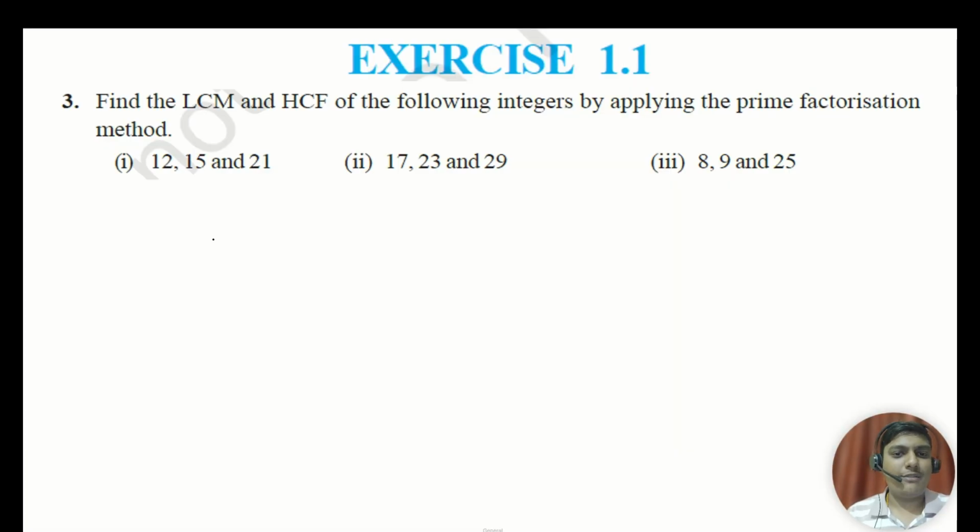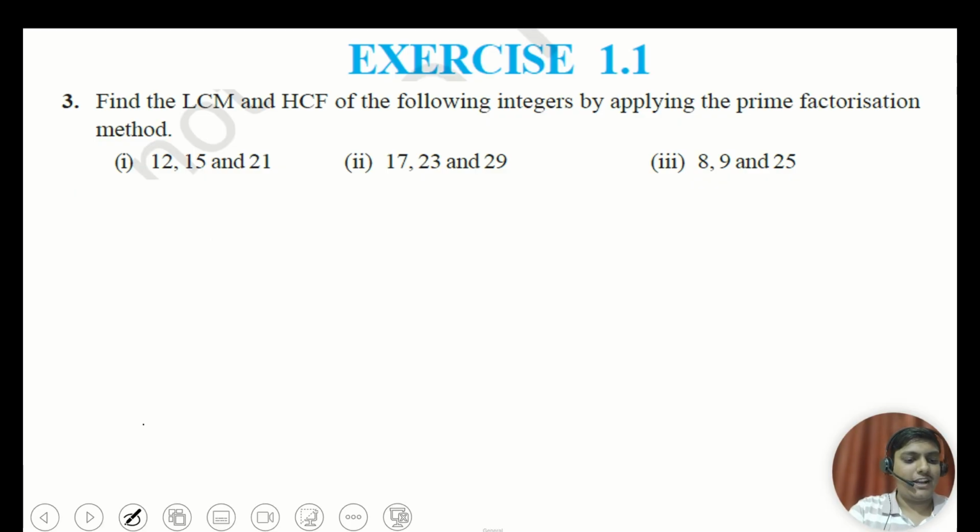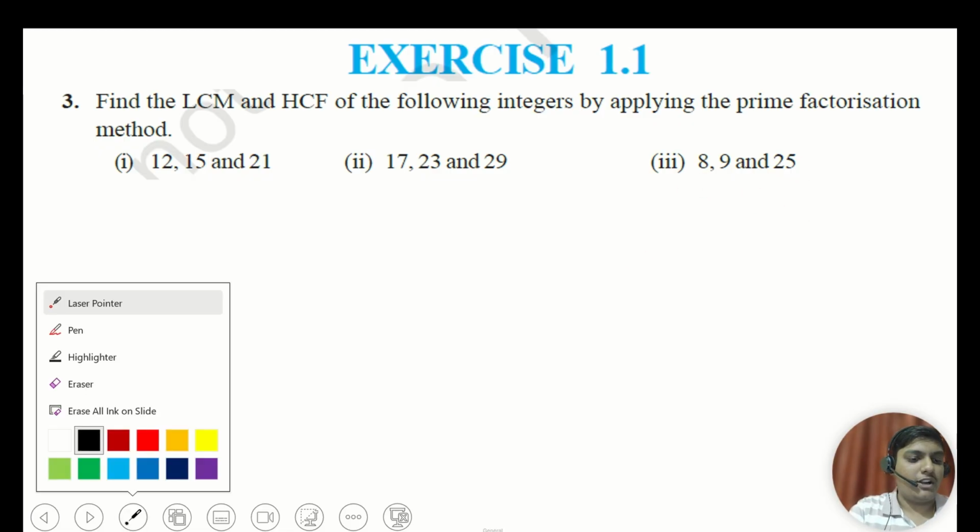So, we were at question number 3 of exercise 1.1 NCERT. Correct? So, let's solve. Question number 3 says, find the LCM and HCF of the following integers by applying the prime factorization method. What is the first question? 12, 15 and 21. Second question is 17, 23 and 29. Third question is 8, 9 and 25. Correct? How can we solve this?